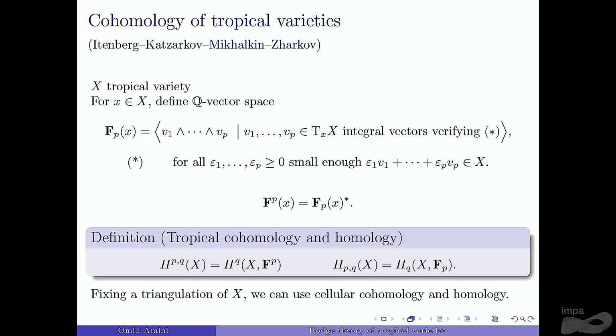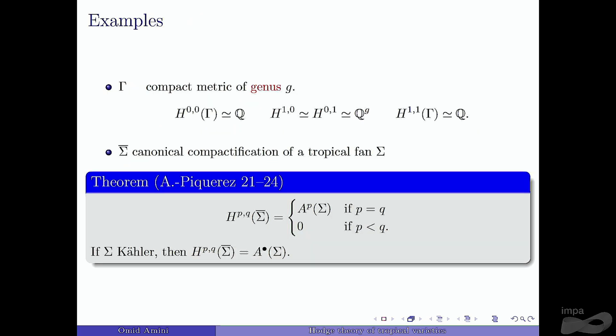So this defines this FP, and the dual of this will be my sheaf of degree P holomorphic forms, and then I define HPQ of X as HQ of X with coefficients inside this FP, and I call this HPQ of X. The idea is that this HPQ should play the role of the HPQ in the Hodge decomposition, and this is exactly what I'm going to tell you. So let me give you an example.